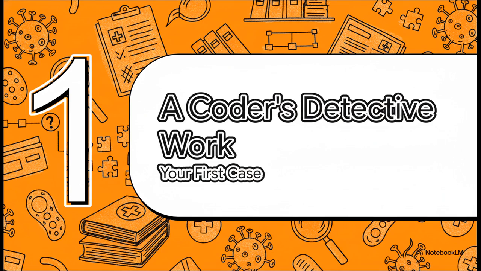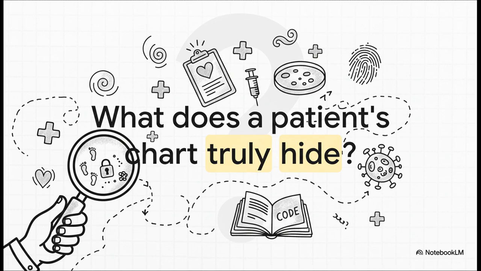Our main case file today is Chapter 1 of the ICD-10-CM Codebook. This whole chapter is dedicated to certain infectious and parasitic diseases. You can think of it as our official guide, our rulebook, really the source of all our best clues. So when we look at this chart, what are we really looking for? I mean, it's so much more than just a diagnosis. A patient's chart hides a whole narrative. It tells a story of an illness, where it started, how it progressed, and how it's affecting the entire body. Our job is to translate that story into the universal language of codes. And the first step is knowing exactly what questions to ask.